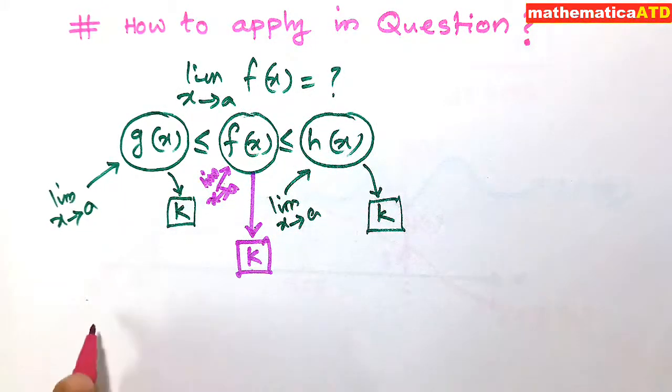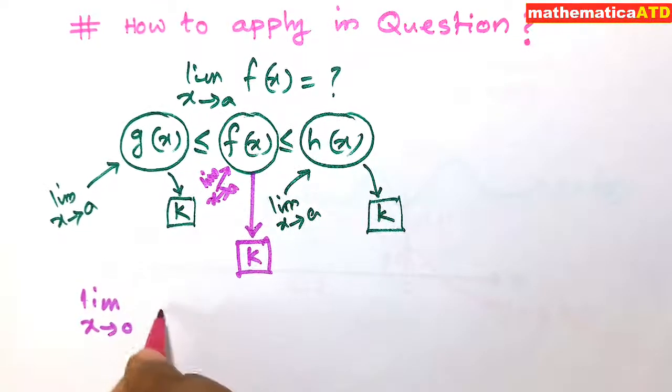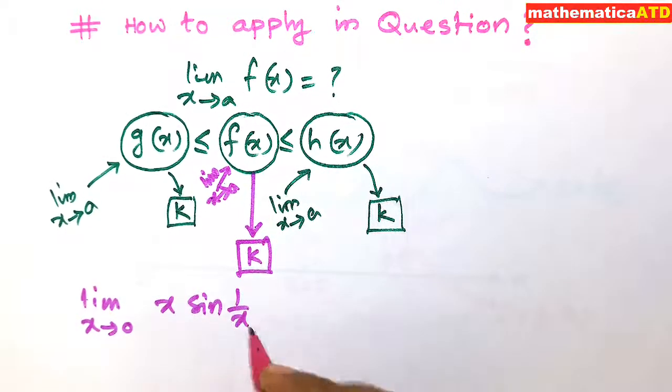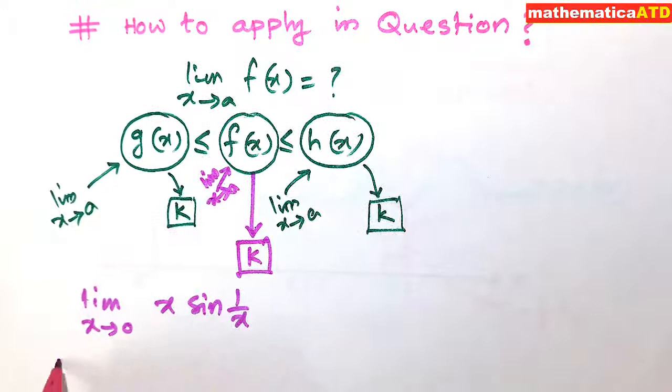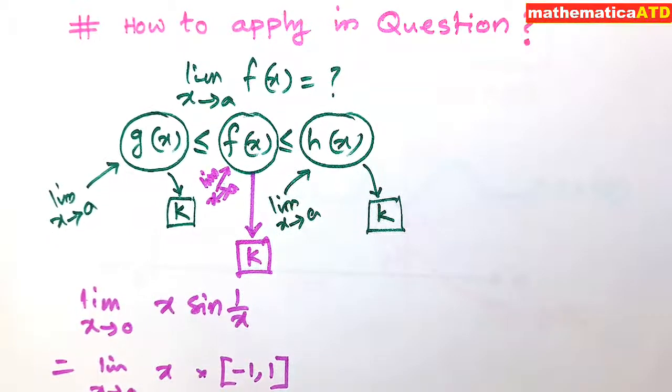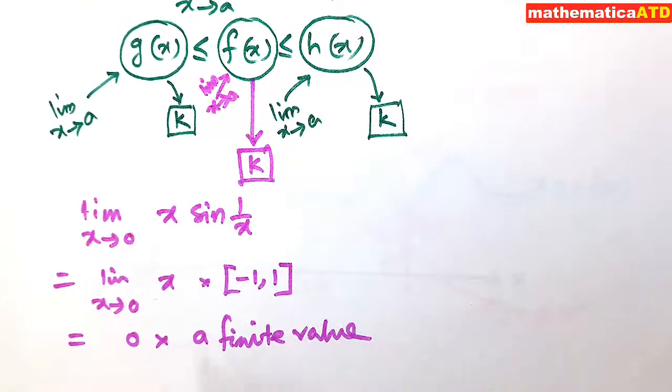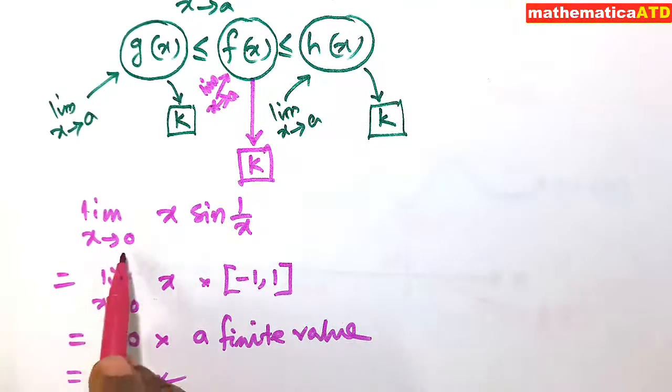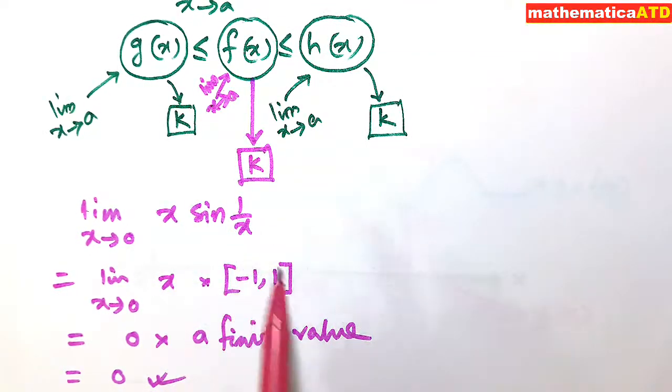Suppose the limit as x tends to 0 of x into sine of 1 by x. What is the limiting value of this one? It is obvious that the limit as x tends to 0 of x, and the limit as x tends to 0 of sine of 1 by x. Whatever you put here, sine of 1 by x, or sine theta, cannot be more than 1 or less than minus 1. That means it will lie between minus 1 and 1. That means 0 into a finite value, so the result is 0, isn't it? The limit as x tends to 0 of x sine of 1 by x is equal to 0.